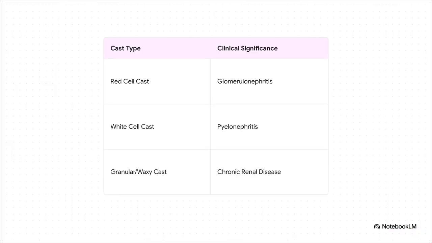So here's the crucial part. The type of cast tells a very specific story. You see a red cell cast? That points to bleeding right in the glomerulus. So you should be thinking glomerulonephritis. You see a white cell cast? That tells you the infection is way up high, inside the kidney itself. We're talking pyelonephritis. And what about granular or waxy casts? Well, they suggest things have been slow for a while, a sign of chronic kidney disease. See? Each one has its own story.